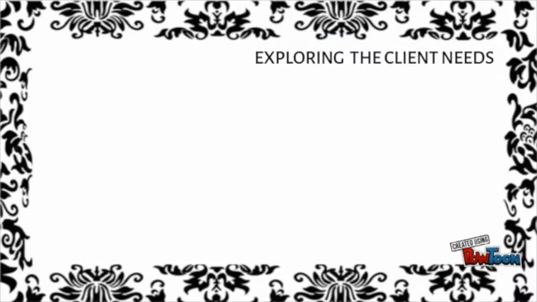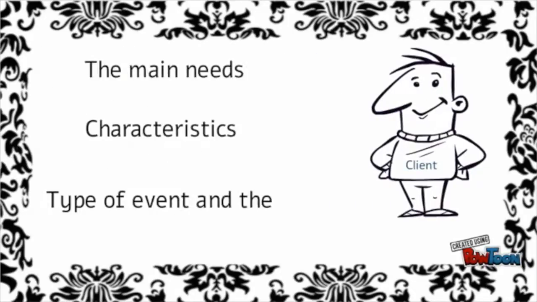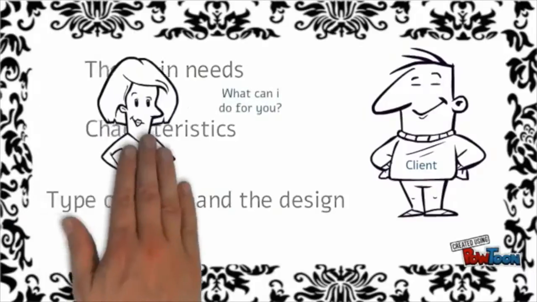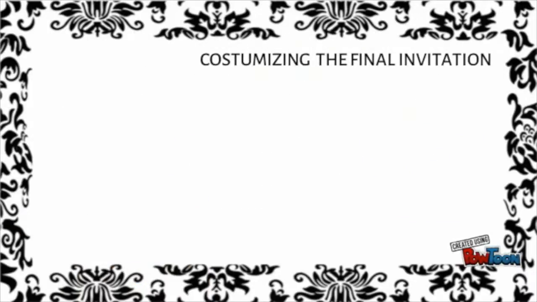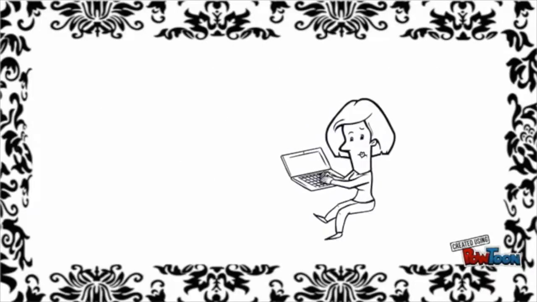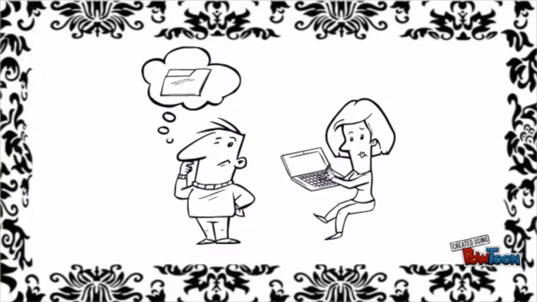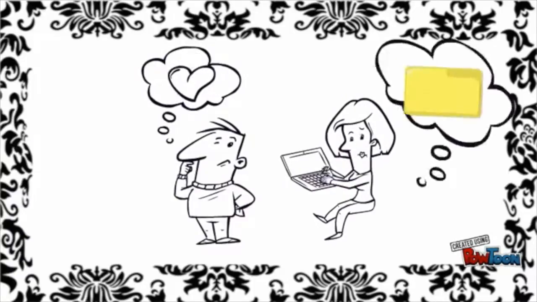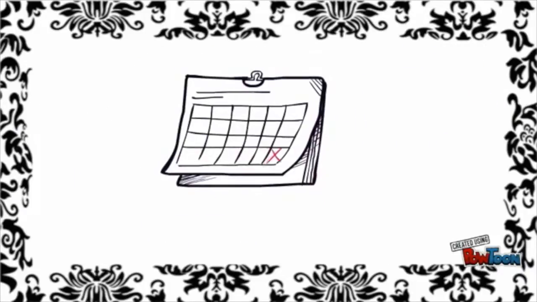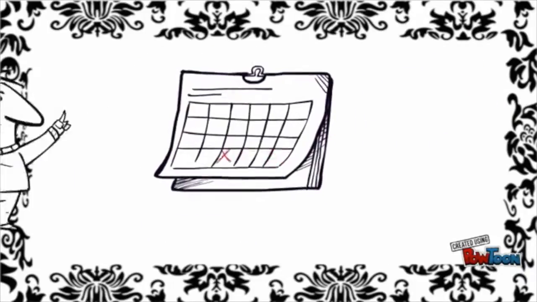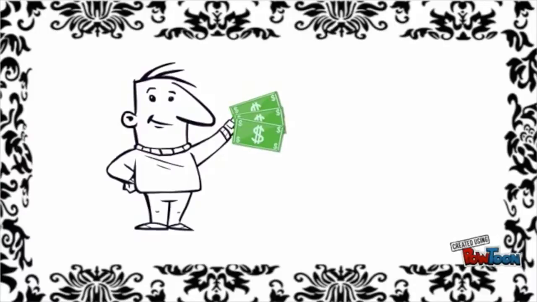Exploring the client needs. The main objective is to know the client, the main needs, characteristics, type of the event, and the design. In this phase, the client and the owner first meet, customizing the final invitation. The main objective is to establish the necessary information for the invitation requested. In this phase, the client approved the prototype made by the company and defined the last details. Also, they set the next date meeting, and a payment of 50% is made.